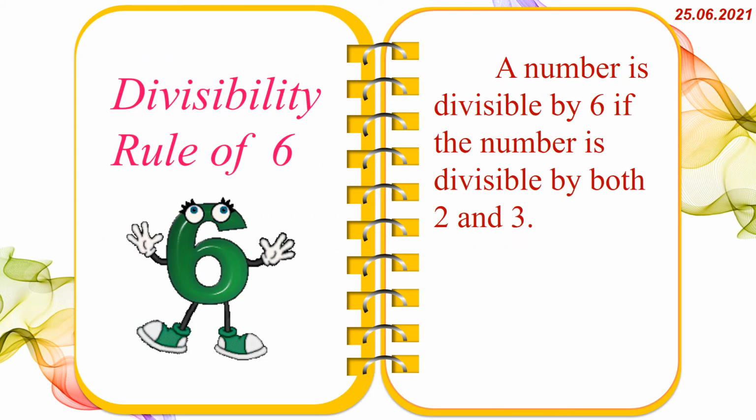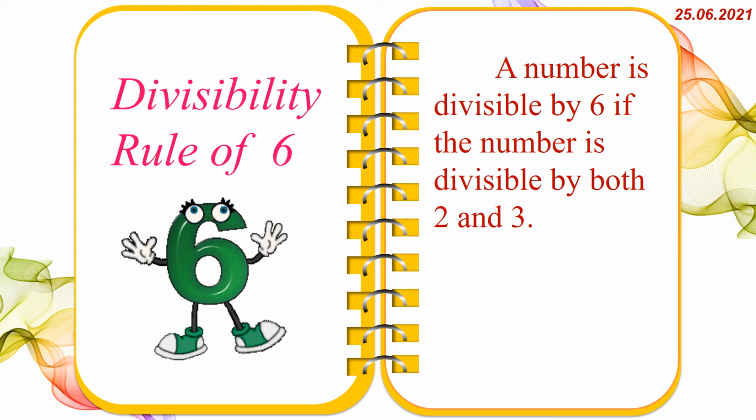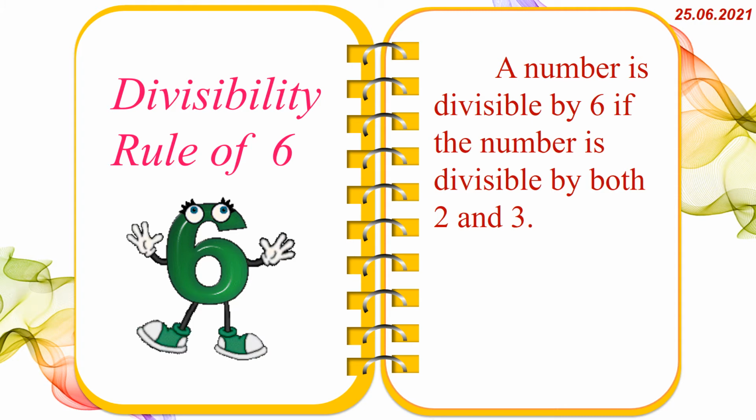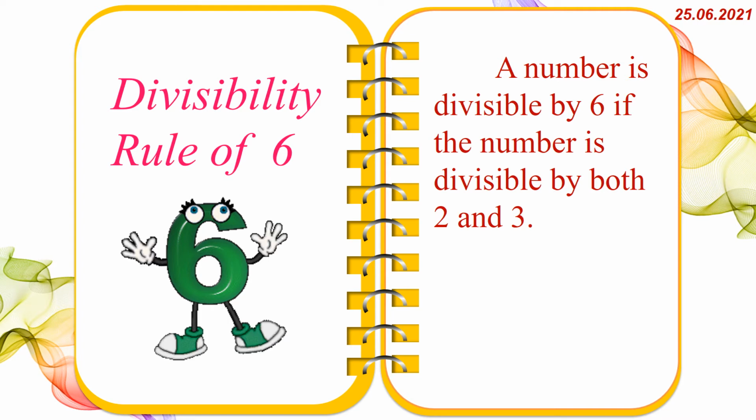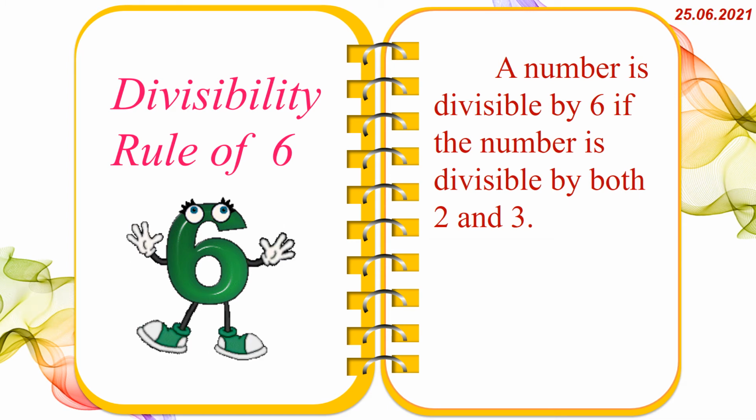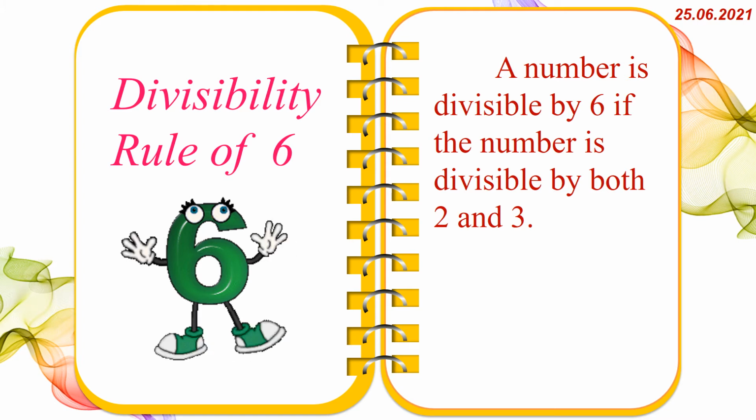That is, a number is divisible by 6 if the number is divisible by both 2 and 3. That is, the given number is divisible by 6 means first we want to check the given number is divisible by 2 and 3 or not. So first we will check the given number is divisible by 2 or not. Next, let us check the given number is divisible by 3 or not. So the given number is divisible by both means the number is divisible by 6 also.